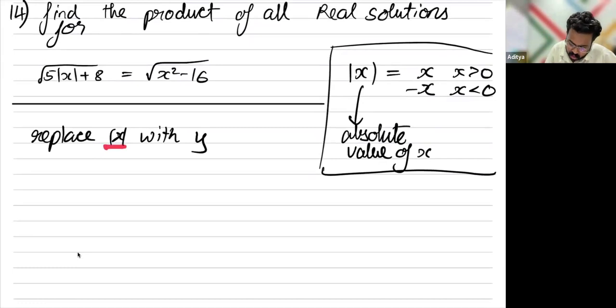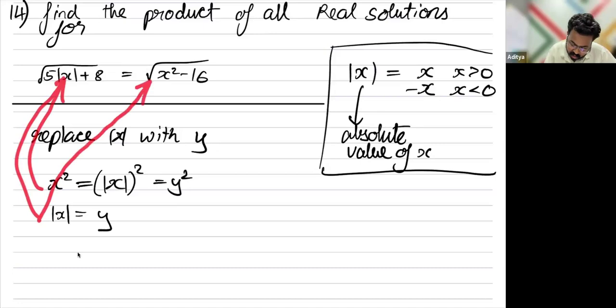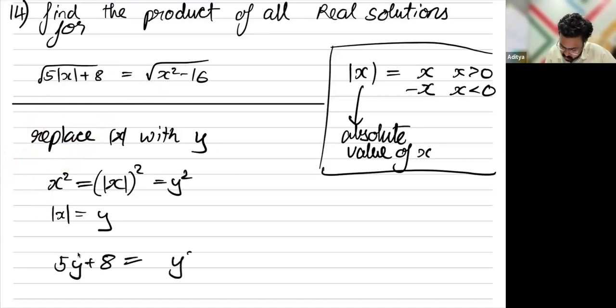What I'll do is I'll replace mod x with y. Now, what is x square? Can I write that x square is actually mod x the whole square? It doesn't matter what I put inside the whole square, either positive or negative. It will always be the same. Correct. So I can write x square is actually y square also, and mod x is equal to y. If I do these substitutions inside here and here, and take a whole square also, I find that 5y plus 8 is equal to y square minus 60.